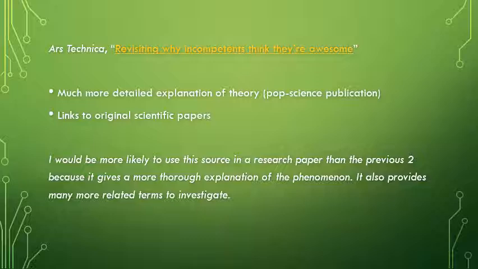That's very useful because it doesn't just give me the journalist's version of things. It allows me to compare what the journalist says to the original scientific paper, to whatever extent I'm able to understand it. So this one, out of the ones I've found, is much more likely to be useful in a research paper because it gives a much more thorough explanation of the phenomenon. I might actually quote and cite this article when it comes to defining and explaining what the Dunning-Kruger effect is. It also provides me with a whole lot more related terms to investigate. So this is a very useful source. And again, you can click on the link to take yourself to it if you're interested.